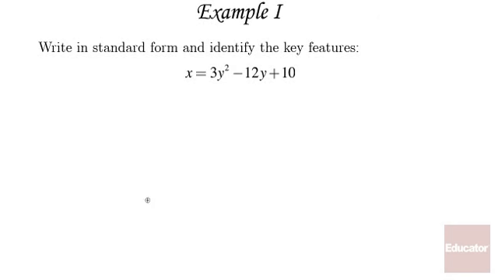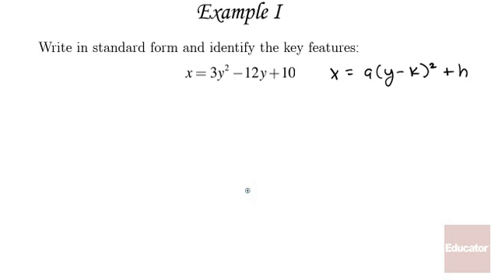Starting out with example 1. Write in standard form and identify the key features. x equals 3y squared minus 12y plus 10. So we have x equal to all of this. Since I have x set equal to this y squared term, I'm looking at a horizontal parabola. So the standard form of this equation is going to be x equals a times y minus k squared plus h. Remember, h and k are going to be in opposite positions.